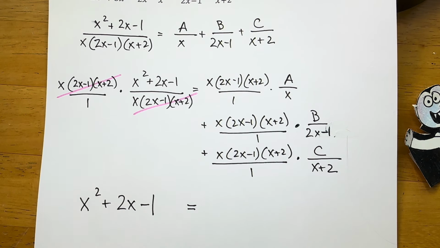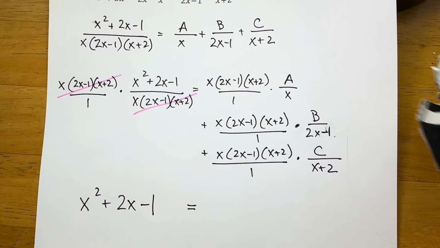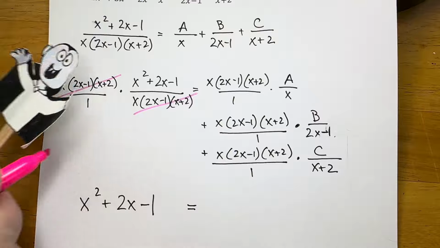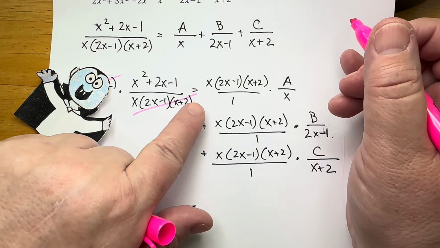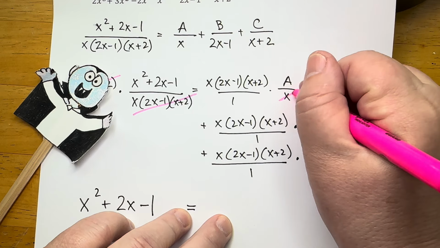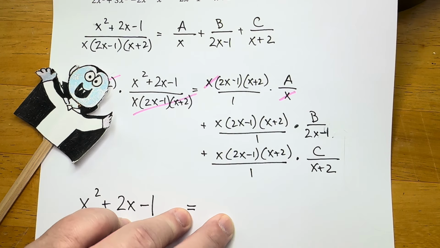So far, so good. Now, what's happening over on the right? Well, on the right, it's a lot more complicated. In each of these multiplications, one term is going to cancel.